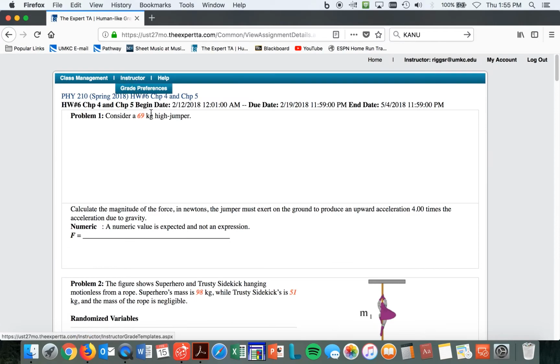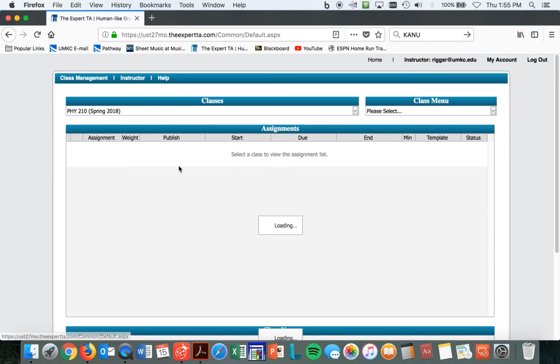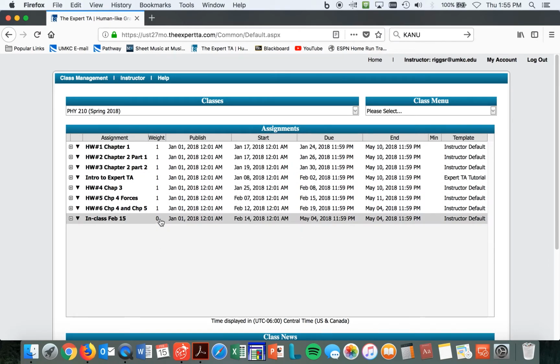assignments, class management, just take a quick look here. See how this has a 0 weight in class? In other words, I'm going to start bringing some in-class problems that kind of correspond to what I hope are the homework problem types. Okay, that's the idea. All right, but anyway, let's go back.